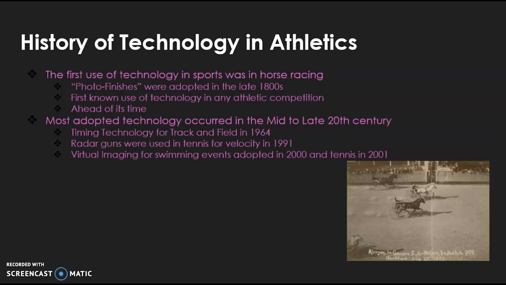Most adopted technology occurred in the mid to late 20th century. Some examples being timing technology for track and field in 1964, radar guns were used in tennis for velocity in 1991, virtual imaging for swimming events adopted in 2000, and tennis in 2001. This picture here shows the photo finishes of horse racing.